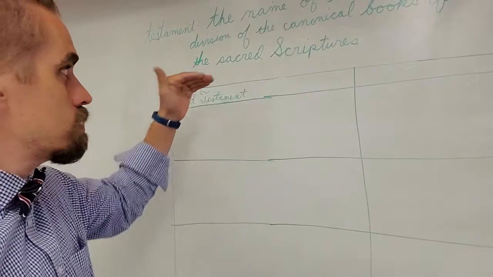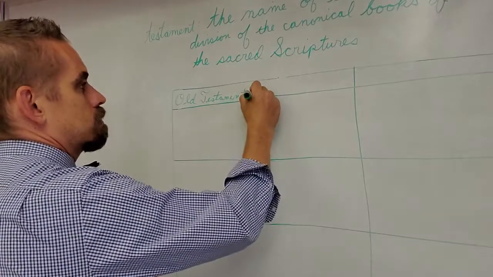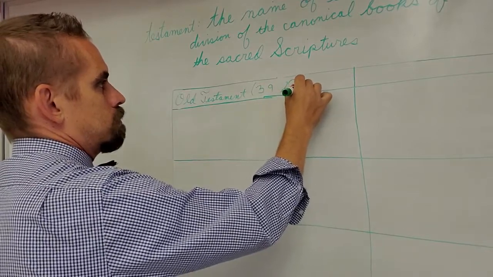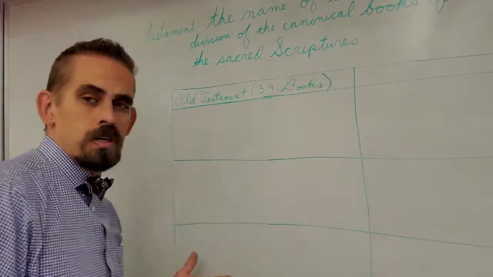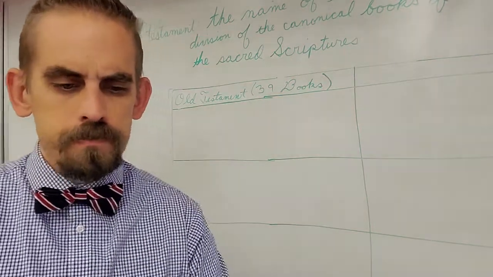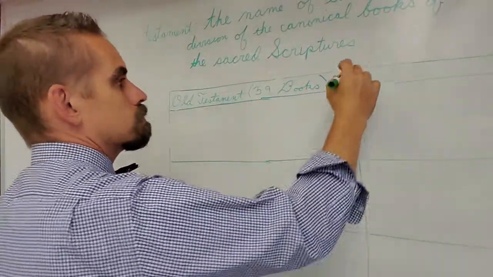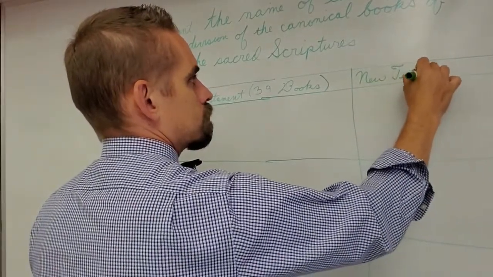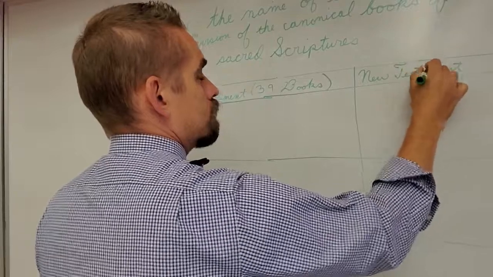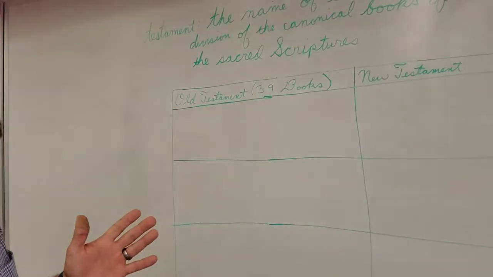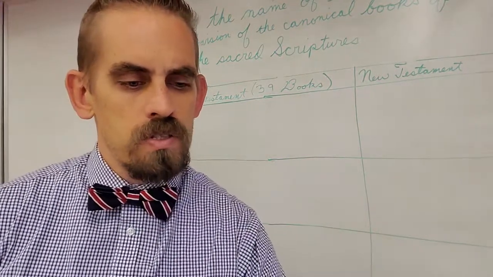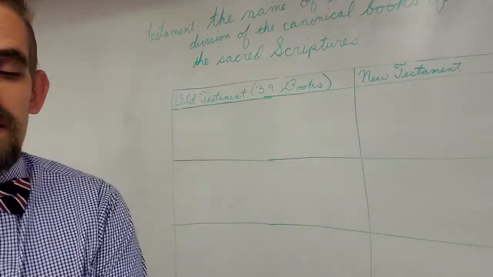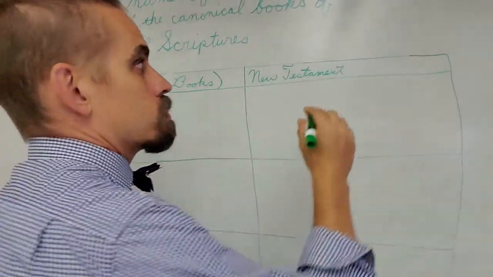I will make sure you'll be able to see all of it. So right here is the Old Testament, and we've got 39 books. There's 39 books in the Old Testament. How about the New Testament? If there's 39 books in the Old Testament, and we know there's a total of 66, how many are in the New? Do some quick math. We have 27 books.